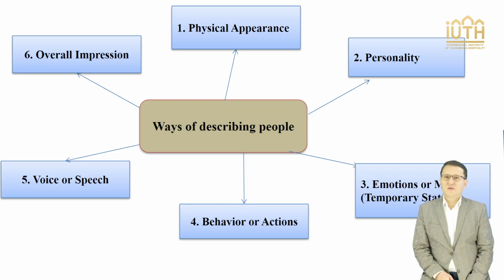Describing people effectively involves focusing on specific traits and using clear, vivid adjectives to convey what someone is like. Here is a step-by-step guide to the ways of describing people, organized into key aspects. First one, physical appearance. This refers to what the person looks like on the outside.